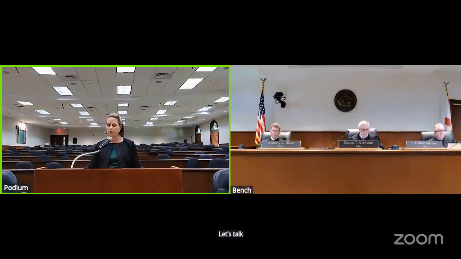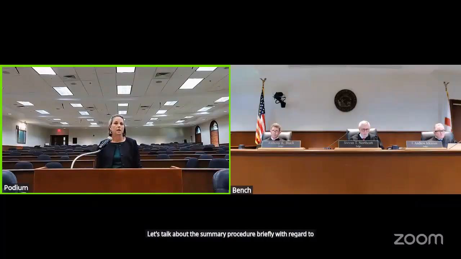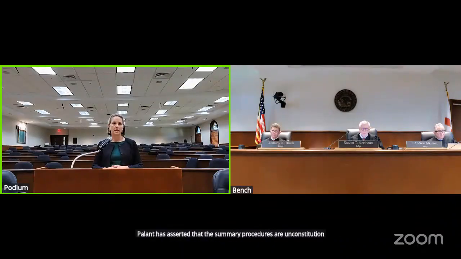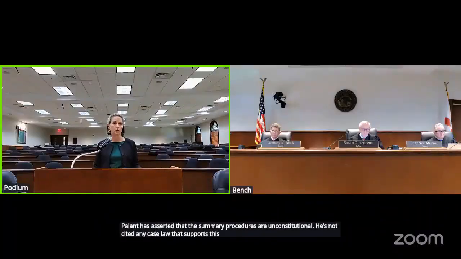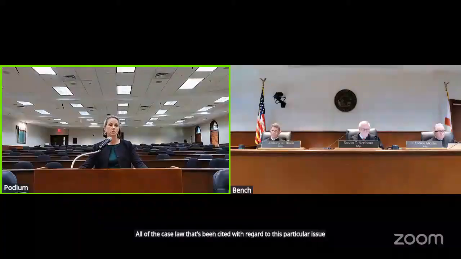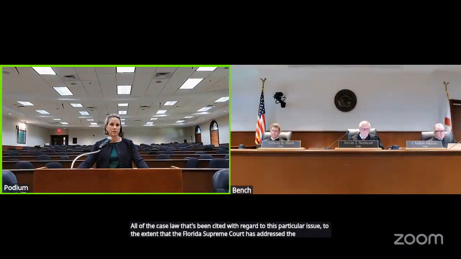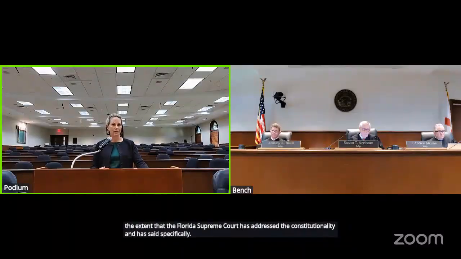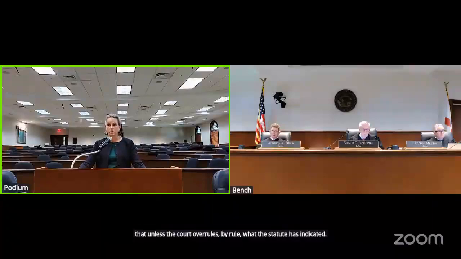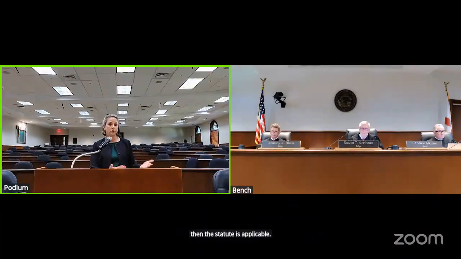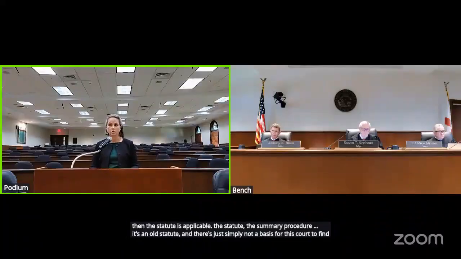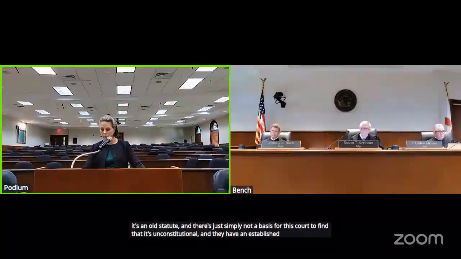Let's talk about the summary procedure briefly with regard to constitutionality. Appellant has asserted that the summary procedure is unconstitutional. He's not cited any case law that supports his position, and he roundly ignores all of the case law that's been cited with regard to this particular issue, to the extent that the Florida Supreme Court has addressed the constitutionality and has said specifically that unless the court overrules by rule what the statute has indicated, then the statute is applicable. This statute, the summary procedure statute, is an old statute, and there's just simply not a basis for this court to find that it's unconstitutional, and they haven't established a basis that it's unconstitutional.